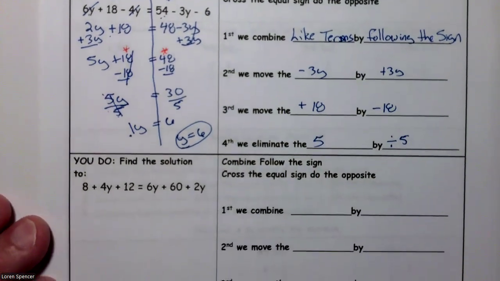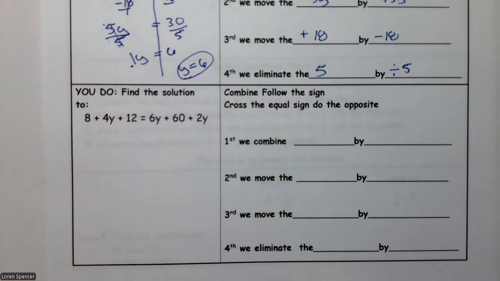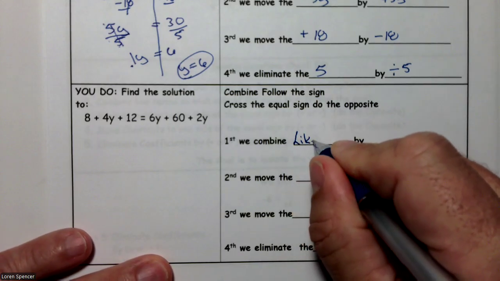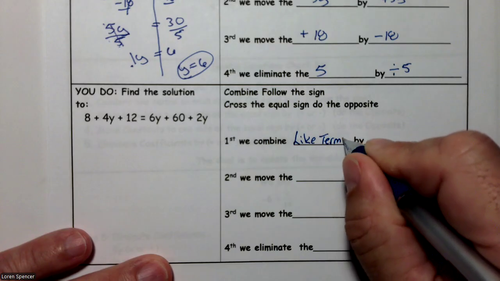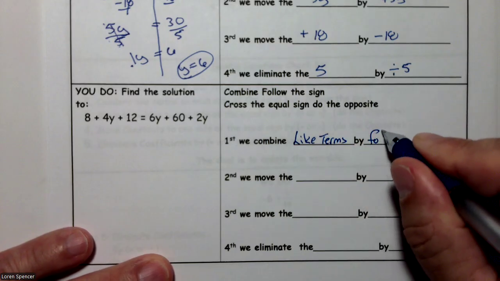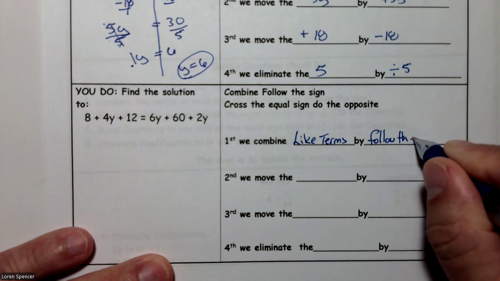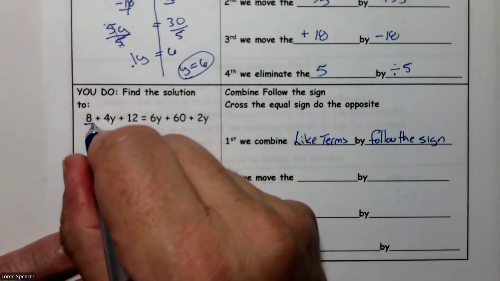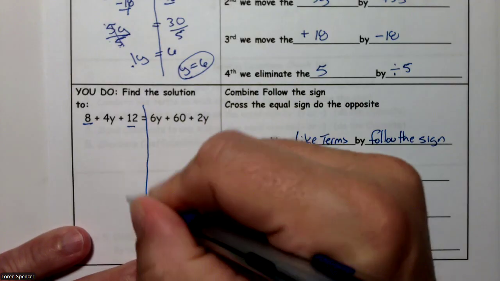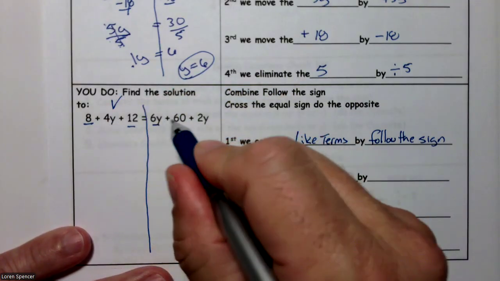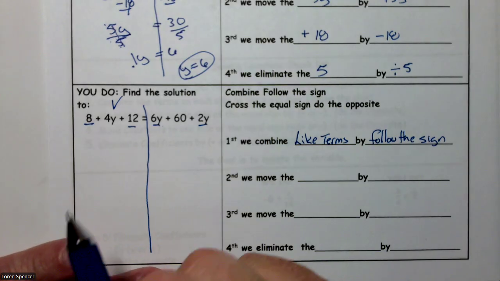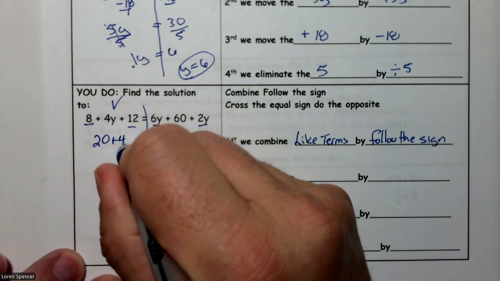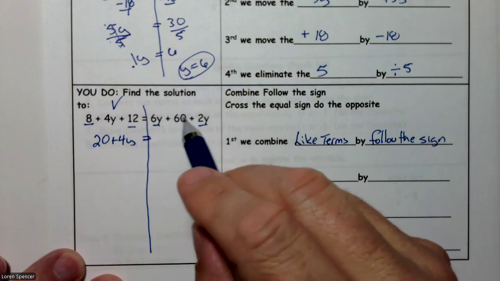All right, one more example. So we know we're going to be combining. So when we're combining like terms, we always follow the sign. So that part's easy. So what are my like terms? Well, I can combine the 8 with the 12, and I can combine the 6 with the 2. All right, so let's do that. 8 plus 12 is 20. So 20 plus 4y. 6 and 2 is 8.